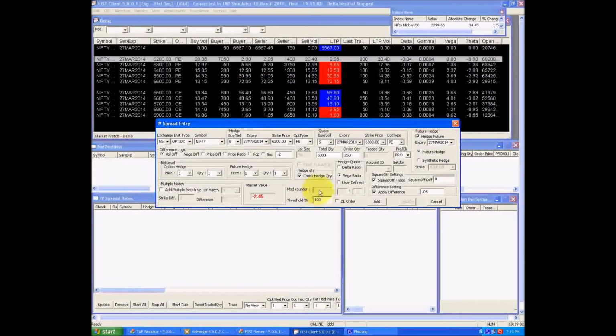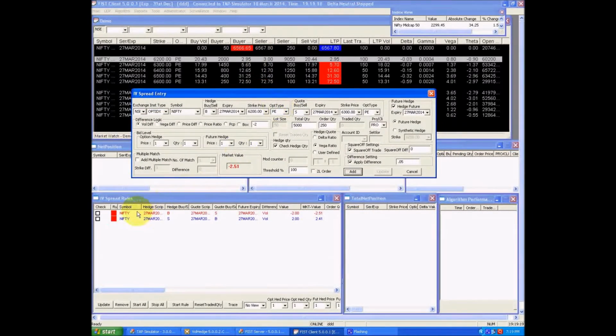This is modify counter, which shows the amount of time it should take to hedge my other option. Threshold percentage has been selected as 100. To enter this rule, I will press add.